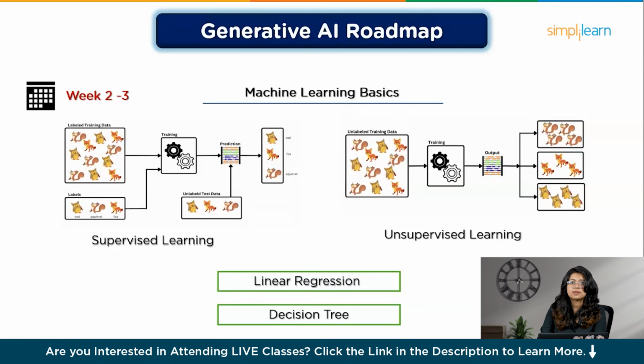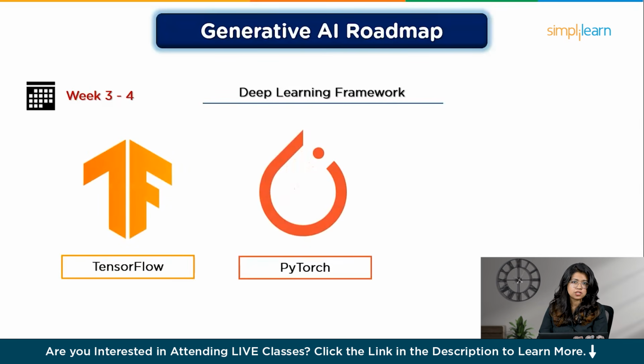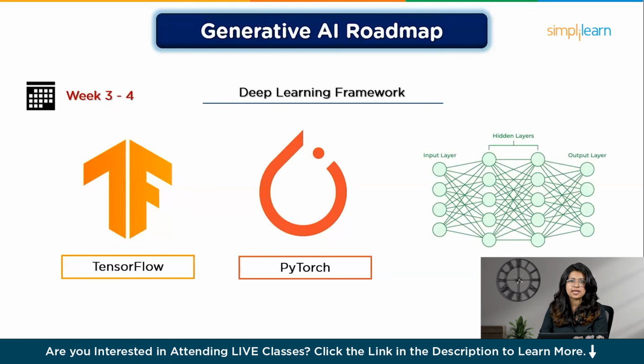So learning these fundamentals is crucial because these algorithms are the stepping stones towards more complex AI systems. Now, as you start diving into actual machine learning projects, you will need a deep learning framework to help you build and train your models. Two of the most popular frameworks are TensorFlow and PyTorch. These frameworks are powerful tools that provide pre-built libraries for building neural networks and other AI models.